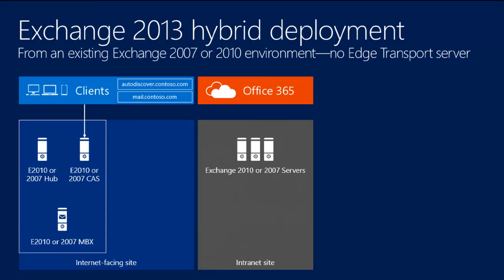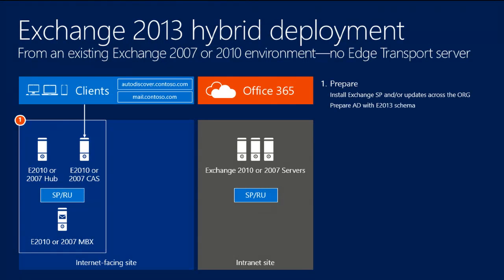So coming from Exchange 2007 or 2010, I've got the environment set up already. My auto-discover points to my current client access server. First of all, I need to prepare with the right service packs or the right roll-up. For Exchange 2010, that's Service Pack 3. 2007, it's RU10 or greater. If we come out with something later, you can use the later one.